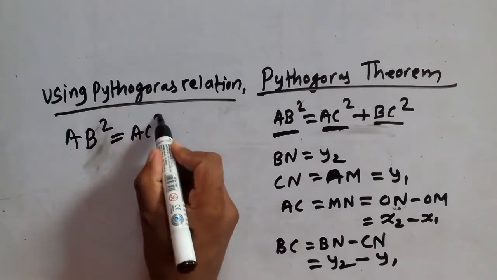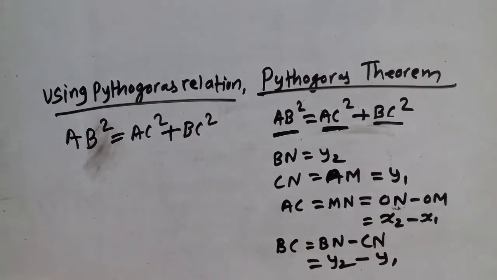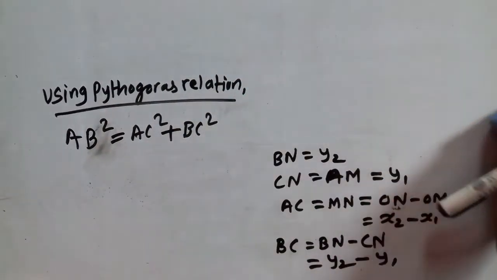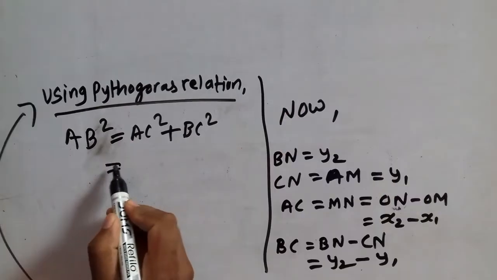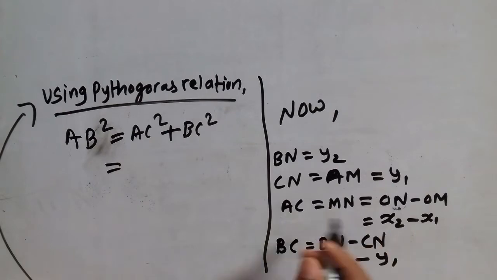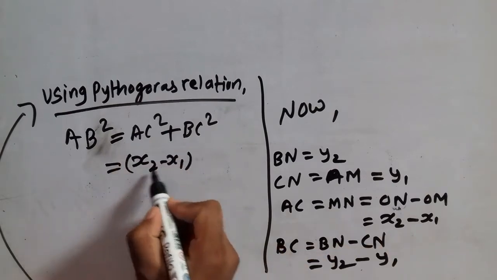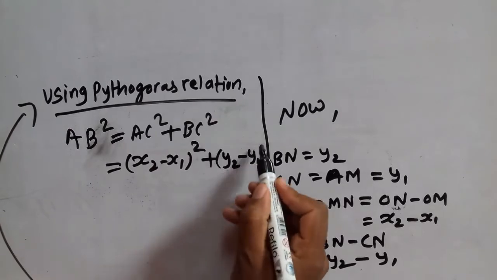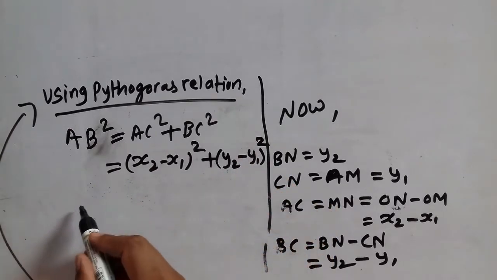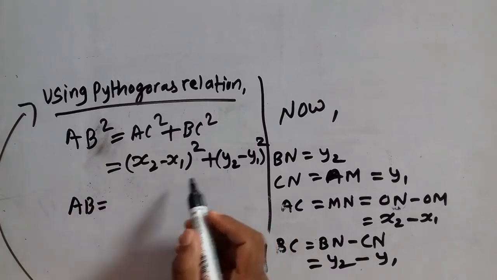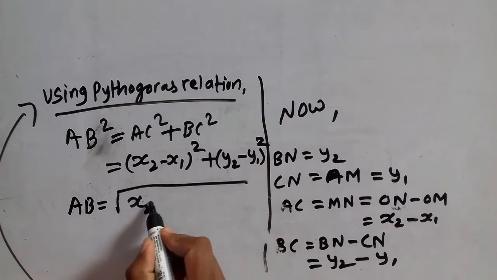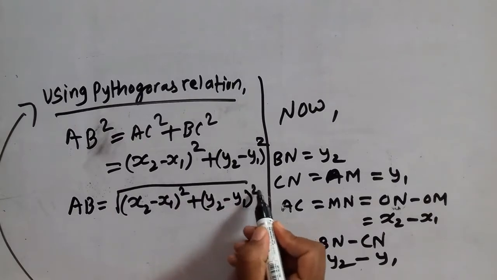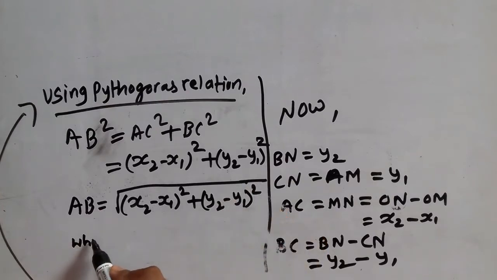AB square is equal to AC square plus BC square. This is the relation we have to write here. I have written it before, just for showing. AB square is written as it is. AC is x2 minus x1 squared plus BC is y2 minus y1 squared. And from here AB is equal to the square root of this whole (x2 minus x1) squared plus (y2 minus y1) squared. This is the distance formula.